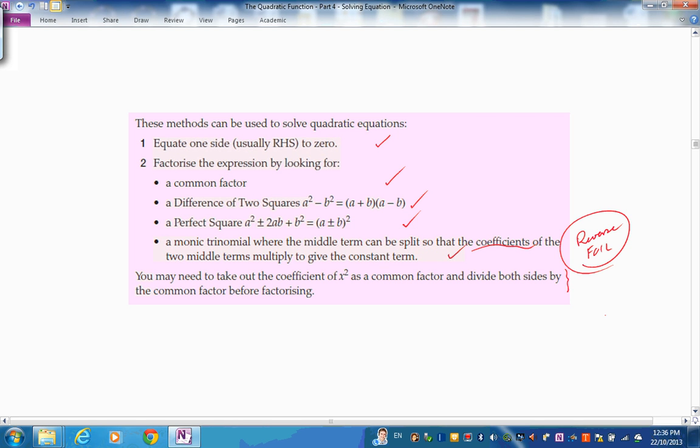And there's one here. You may need to take out the coefficient of x squared as a common factor. So something like 2x squared plus 12x, something like that, plus 16 equals 0. You could divide both sides by 2 because it's a common factor. 2 goes into that, and here. So you might divide through by a common factor first, or you could divide both sides by 2. That is what we're saying.